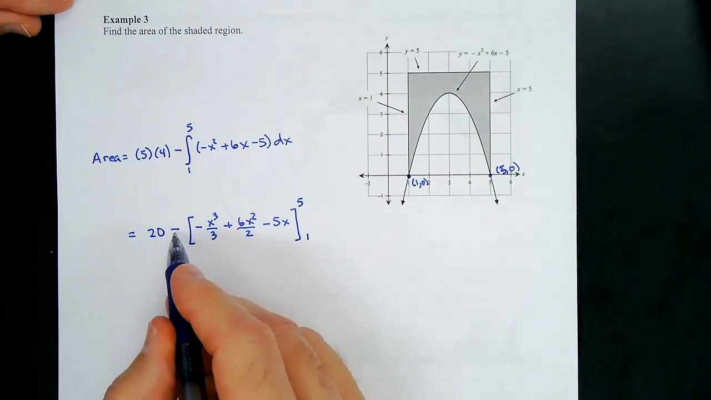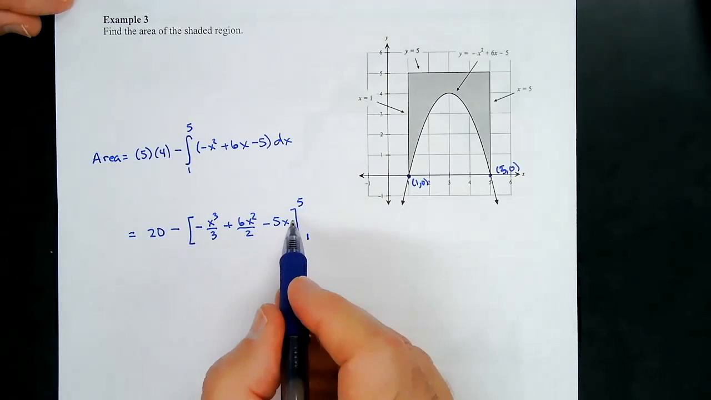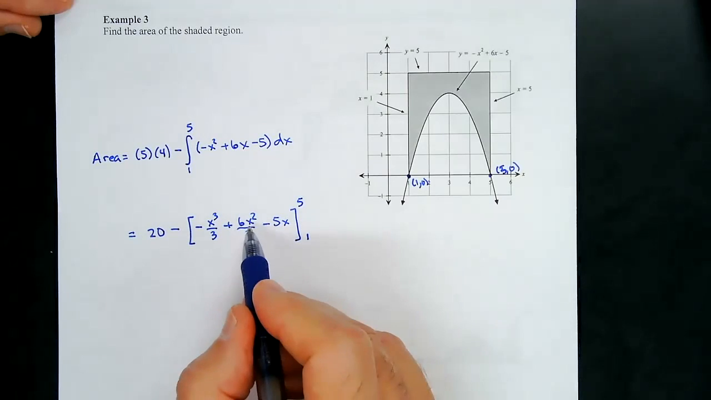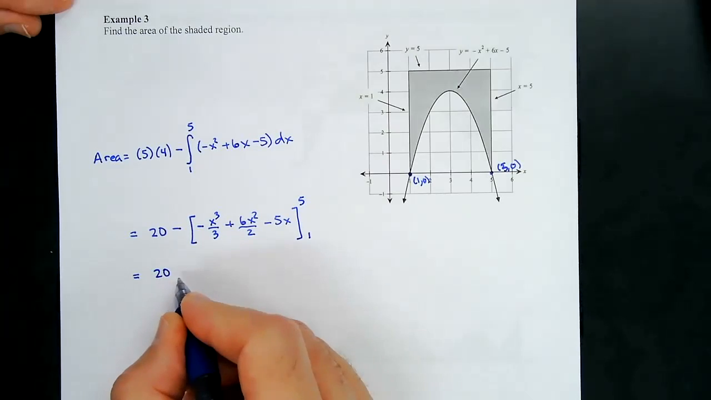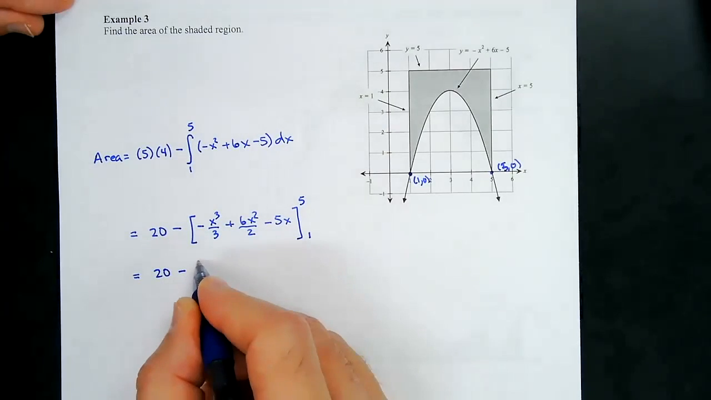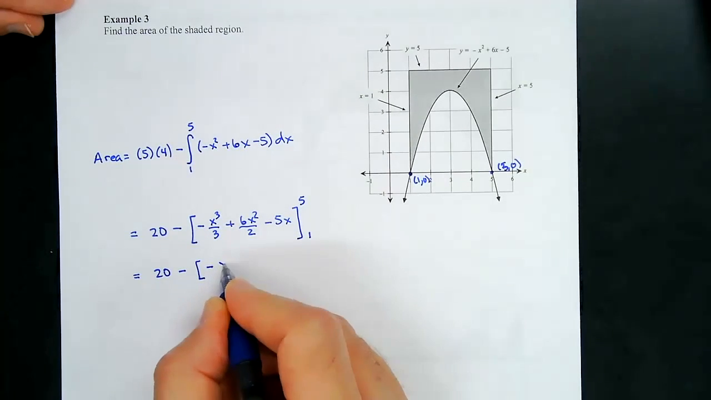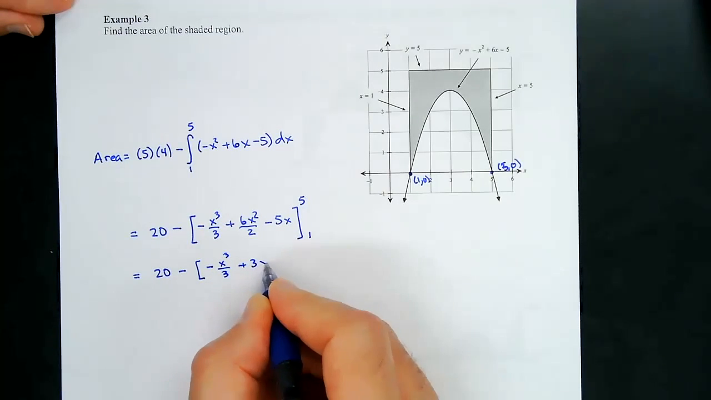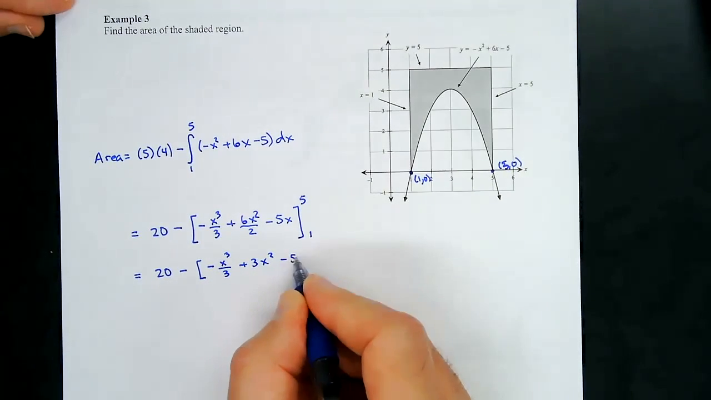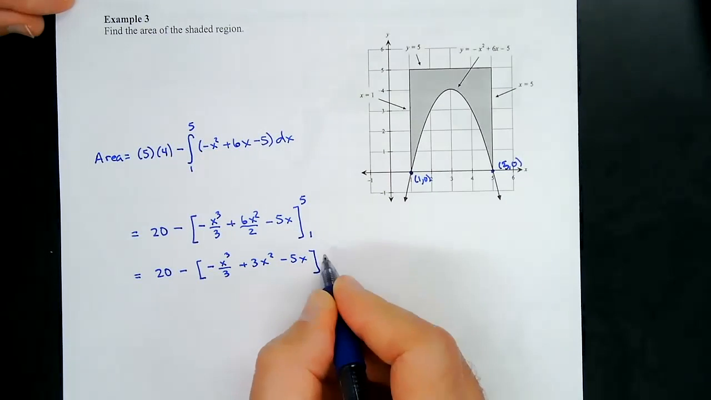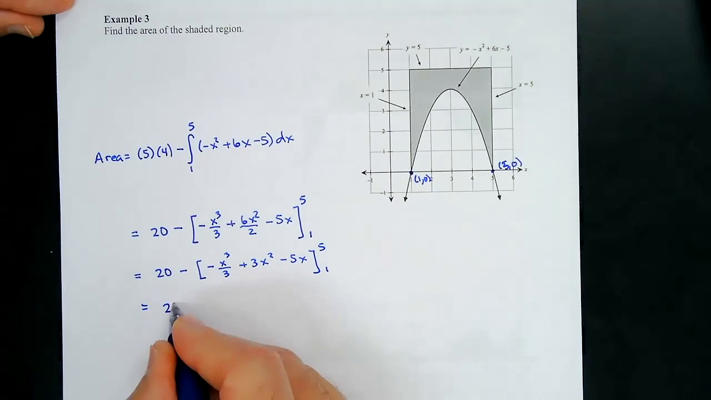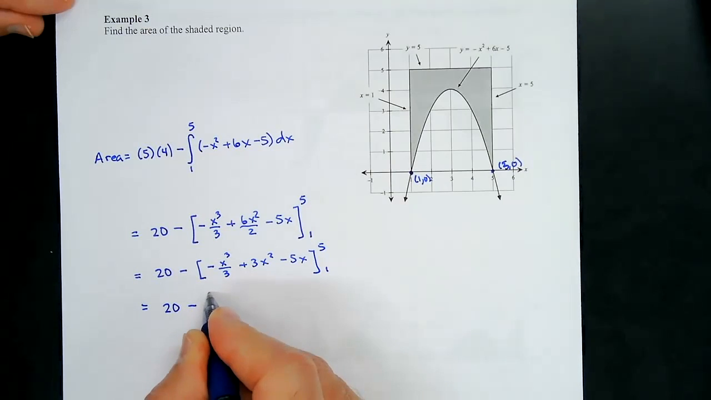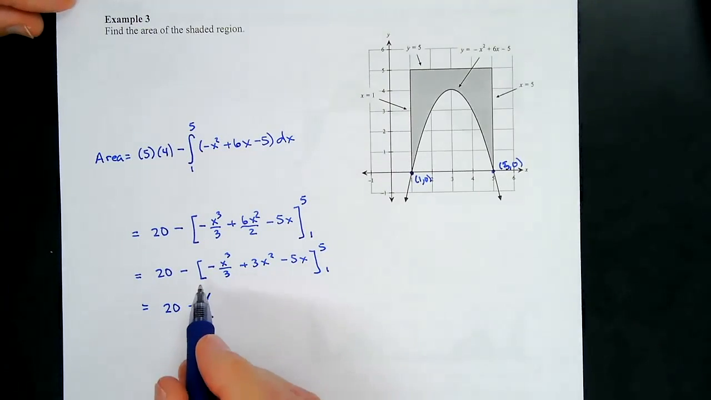Okay, so now because we're subtracting, well, before I even do anything, I want to clean this one up. This simplifies, okay? So this is equal to 20 minus negative x cubed over 3 plus 3x squared minus 5x. And again, we're going to evaluate that from 1 to 5. Okay, so once again, this is going to be 20 minus, and now I'm going to use, because we got to subtract all of that, right?